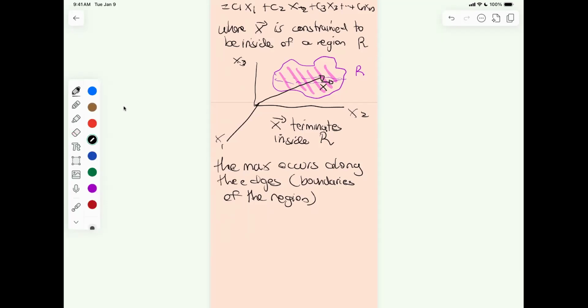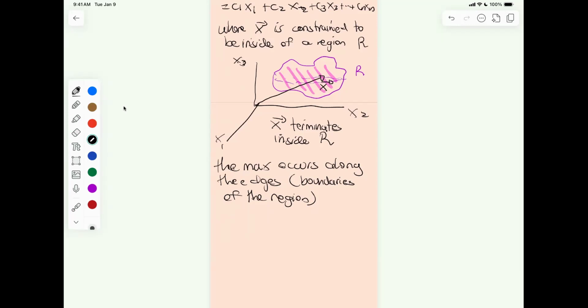So what I'm trying to say is there's no way for this vector to be the max. The max would need to occur either here or here or here or here or here or here. So we're on the edge. It cannot be anywhere inside. Is that making sense, what I'm trying to say? The max cannot be on the inside of any region.